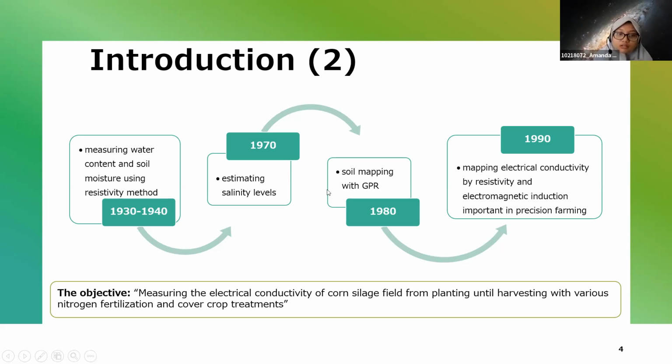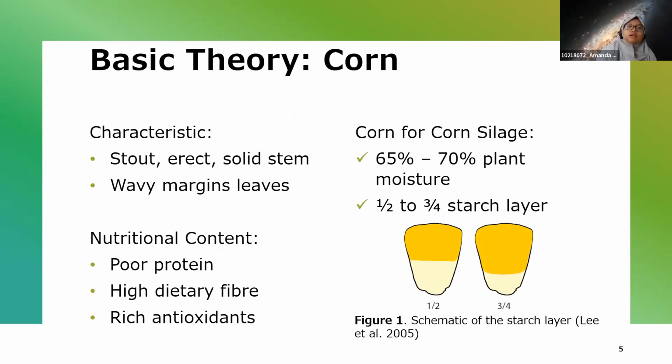So from the background, the objective of this research is to measure the electrical conductivity using electromagnetic induction of a corn silage field with various treatments of nitrogen fertilization and cover crop. The next is basic theory.